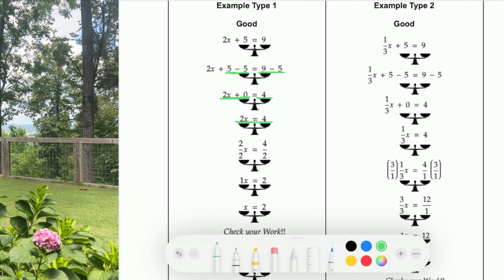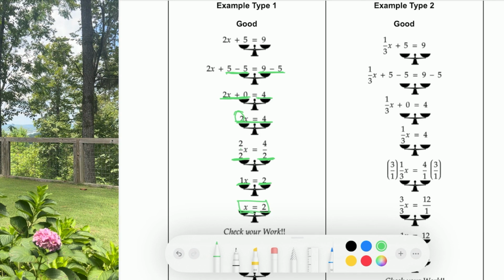This is where the multiplication property of equality comes in. To get that x by itself, I need to divide both sides by 2. The reason I picked 2 is because the 2 is with the x. So I'm going to divide 2 by 2 right here. And if I do that on one side, I need to divide the 4 by 2 as well on the other side. So 2 divided by 2 gives us a 1. And then 4 divided by 2 gives us a 2. So our answer is going to be x equals 2.